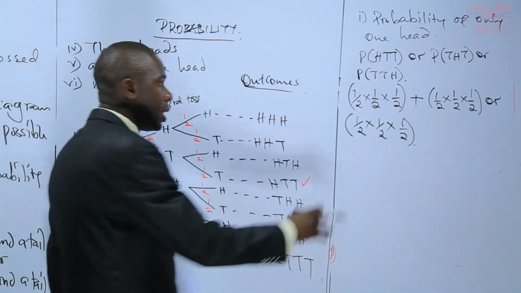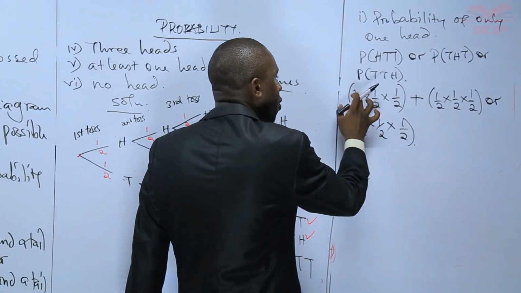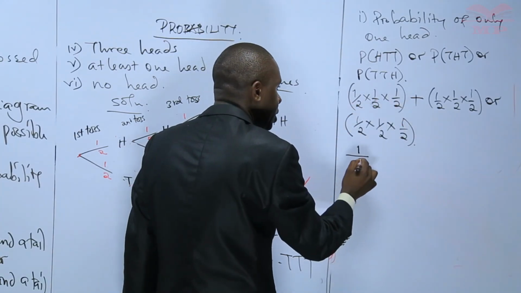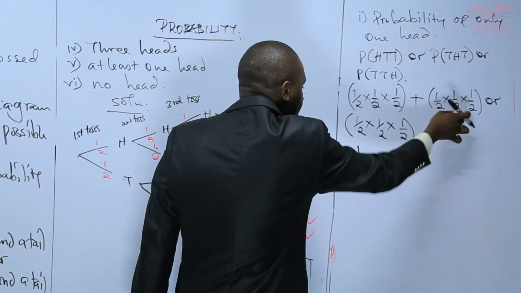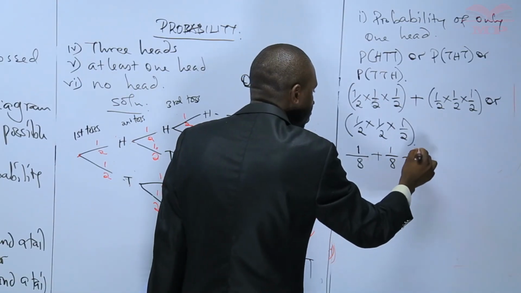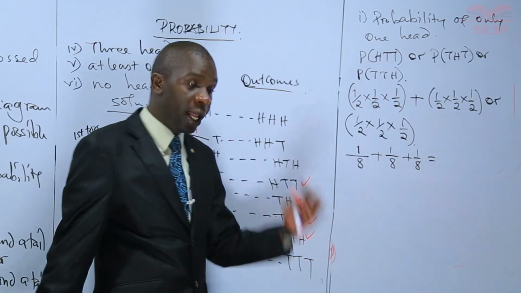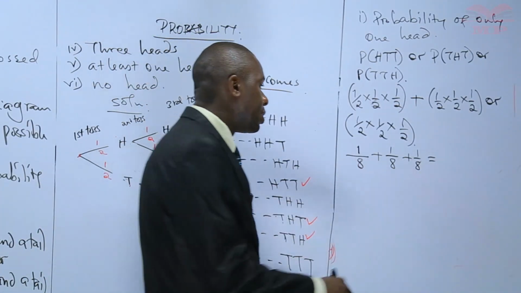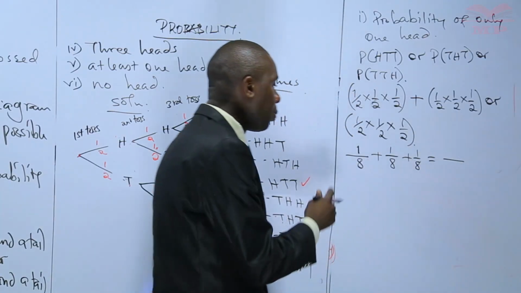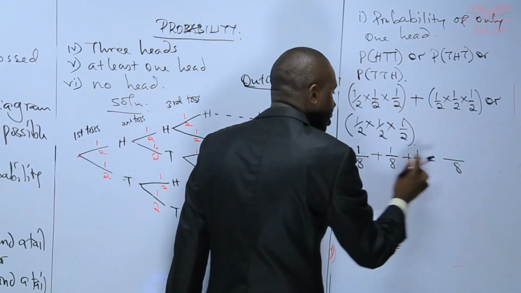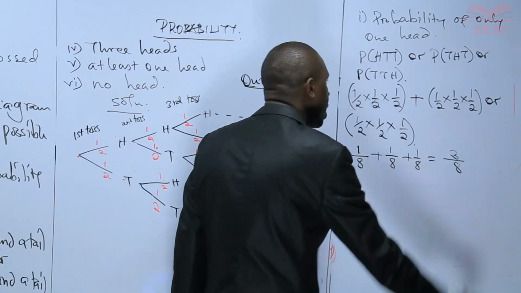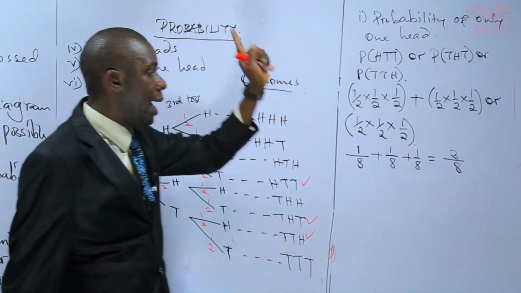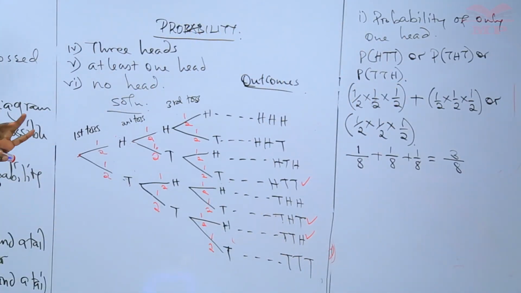So you can go ahead and say that a half times a half times a half is 1 times 1 times 1, which is 1 over 2 times 2 times 2, which is 8, plus, now these are similar brackets, so this will be 1 over 8 plus also 1 over 8. We agreed that whenever you are adding and the denominators are similar, simply add the numerators and pick one of the denominators. So we have 8, then 1 plus 1 plus 1 is 3 out of 8. So 3 out of 8 becomes the probability of getting only one head.